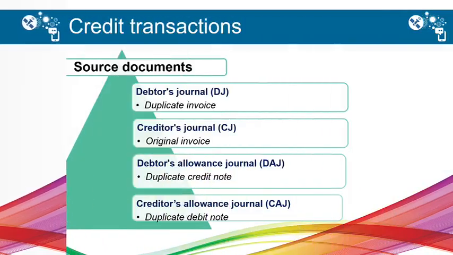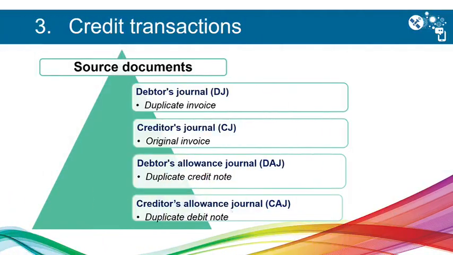The same with the creditor's allowance journal. We will send our creditors a debit note because creditors, which is a liability, will decrease on the debit side. So we inform our creditors that we are going to debit their account by sending them a debit note. Yes, they're going to reply with a credit note because we are indebted to them, but we look from our point of view. We send them a debit note. So those are the source documents involved.